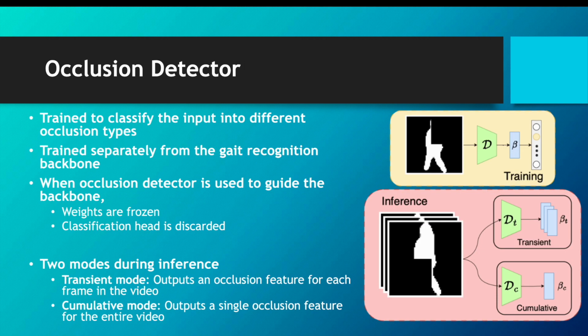So the occlusion detector is the auxiliary network I talked about, and it's trained to classify the input into multiple occlusion classes. It's trained separately from the gait recognition backbone, and in the next step when it's used to guide the backbone, its weights are frozen. And obviously the classification head is also discarded. We just use the intermediate features beta from the occlusion detector. And during inference, when it's being used to guide the backbone, it can be used in two different modes. The transient mode gives different occlusion features for every frame, and the cumulative mode gives a single feature for the entire video. These modes will become more relevant later on when I talk about them.